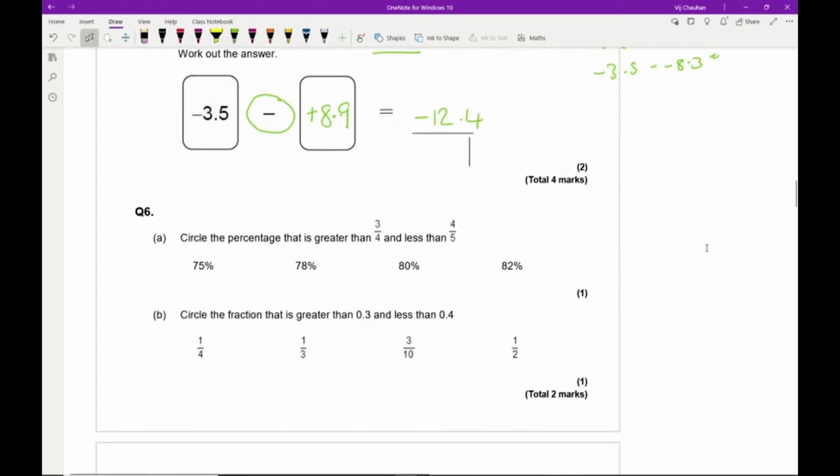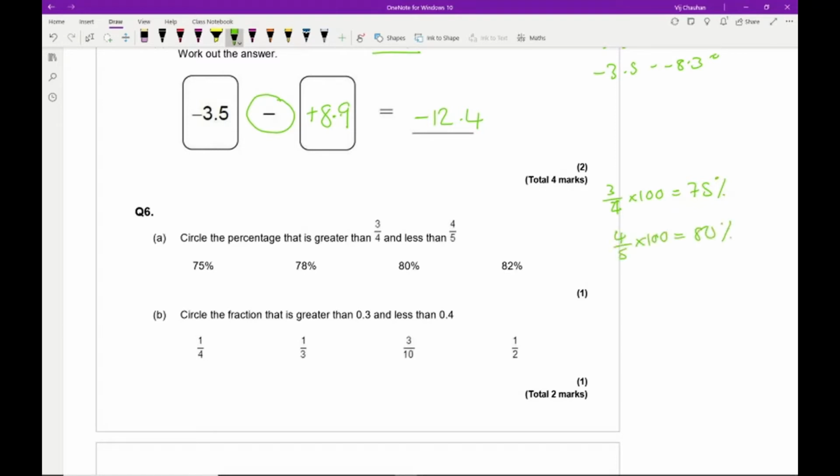Then for question 6, circle the percentage that is greater than 3/4 and less than 4/5. Now 3 over 4 as a percentage, all you need to do is times that by 100 and you get 75%. If I times 4/5 by 100, I get 80%.